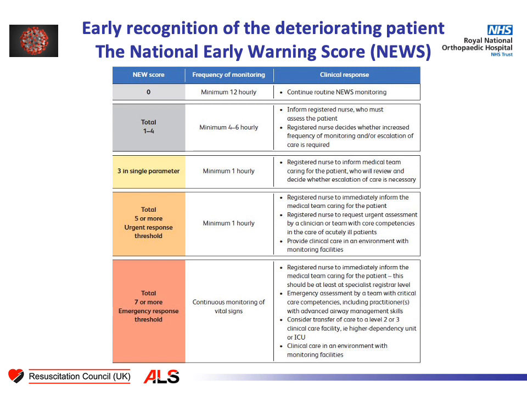In a patient with a score of 7 or more, this is the emergency response threshold. This patient needs to be continually monitored, and the registered nurse should immediately inform the medical team and an emergency assessment by a team with critical care competencies, and consider transfer of this patient to a level 2 or a level 3 clinical care facility, i.e. HDU or ITU.